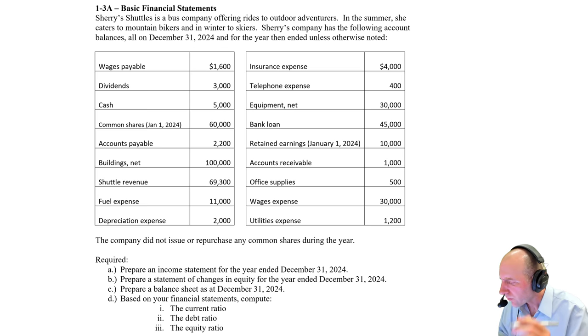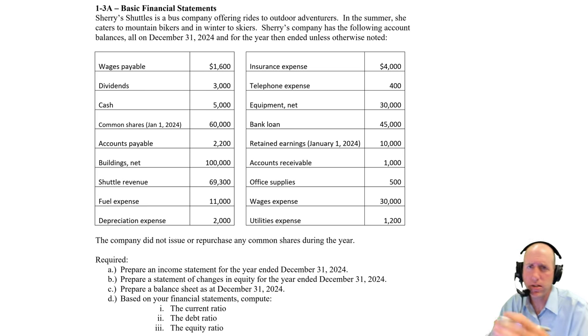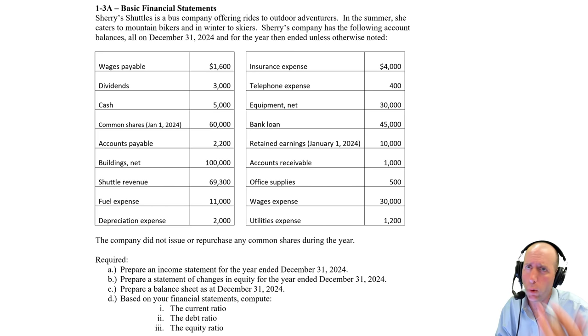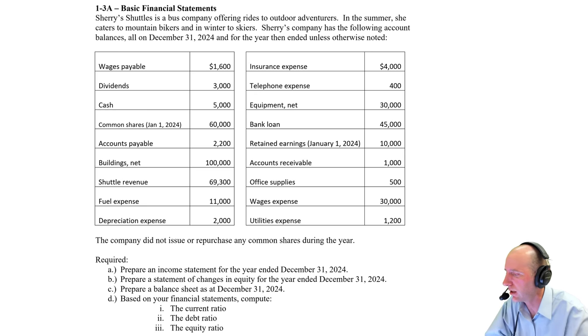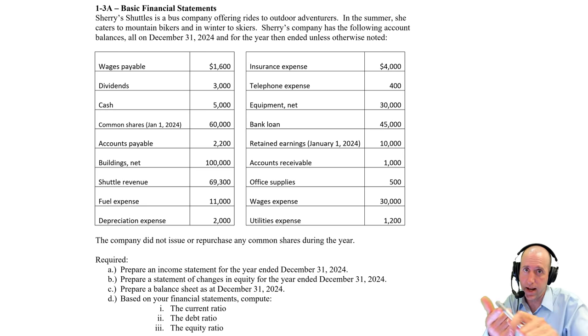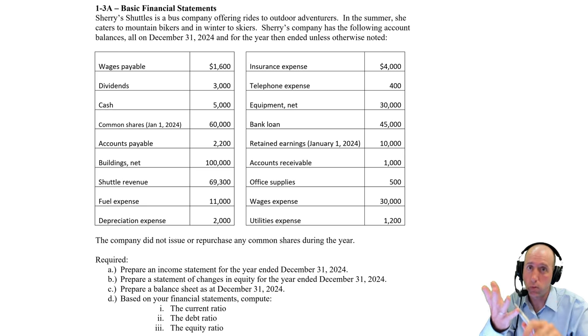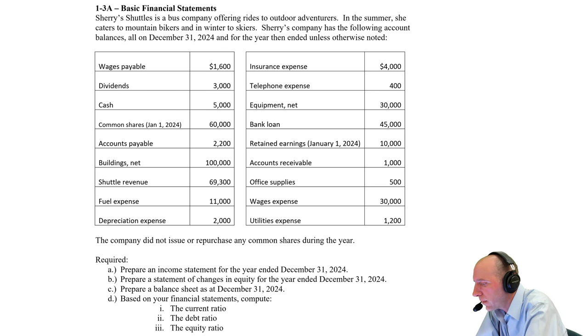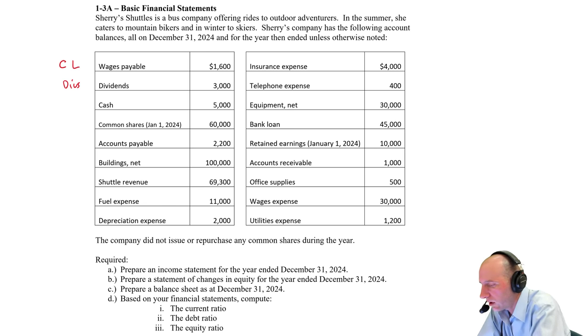Before we can prepare an income statement, we just need to identify our accounts. If you look back to the previous video, problem 1-2A, we went through identifying accounts, and we're going to do the same thing here. For each account, is it an asset, liability, shareholders' equity, revenue, expense, or dividend? If it's an asset or liability, is it current or long-term? So here we go. Wages payable is a liability, and it is current, right? It's less than a year. So current liability. Dividends are dividends. They're just their own thing.